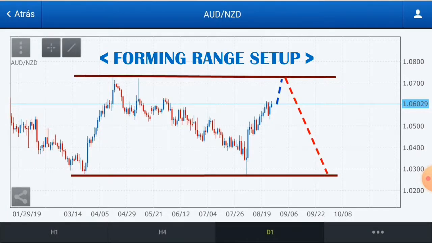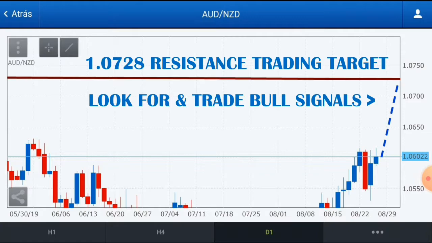Aussie Kiwi. This one is in the latter stage of forming a range consolidation setup on the daily chart. And what is taking place now is a strong rally following the formation of this second support point that is expected to take us up towards this resistance area. Taking a closer look, you can see that this resistance boundary, resistance price point, is actually at 1.0728.